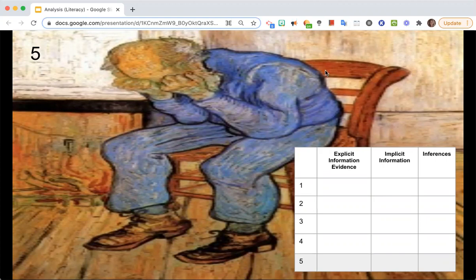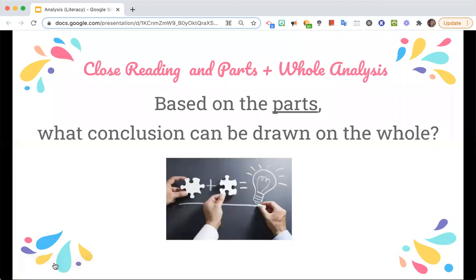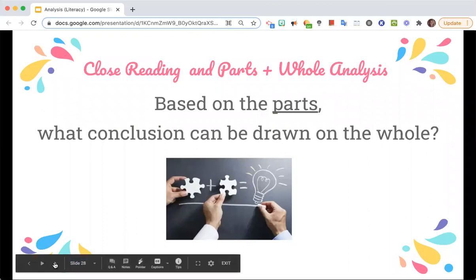Now, what do I know about that? Well, I know a person with balding white hair. I know that this person is most likely an older gentleman. I know that this posture, with head resting in hands, is typically an indicator that something is wrong. So I am going to draw the inference that this is a man who is feeling sad or helpless about something based on the way his head is positioned in his hands. So let's take all of those parts and again draw a conclusion on the whole.